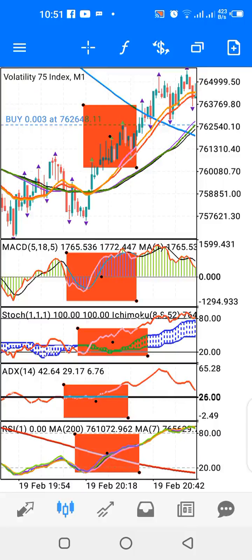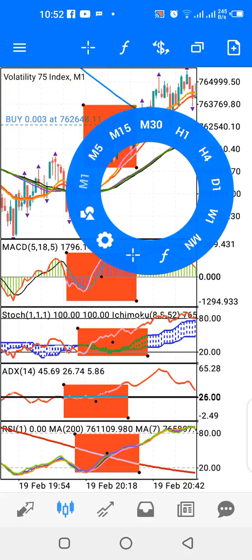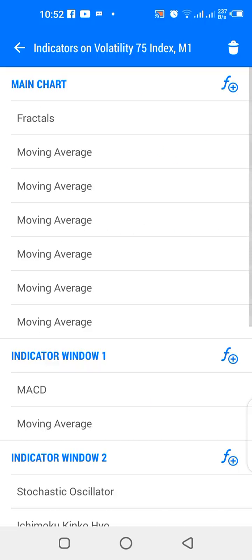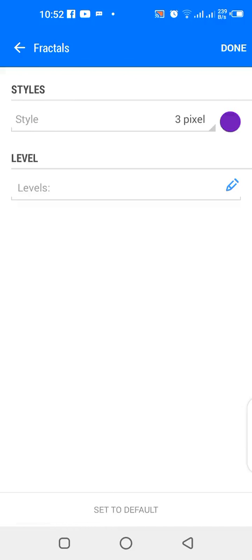Now let's look at the way this strategy works. Before we go ahead, let's look at the settings. The settings on the main chart, I have fractals. I like to use fractals on my chart. Fractals help me to identify the point of price rejection.